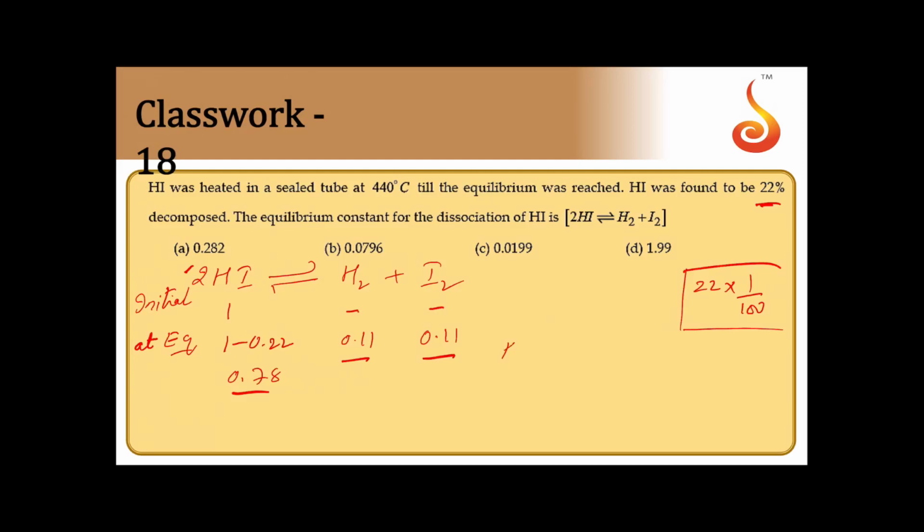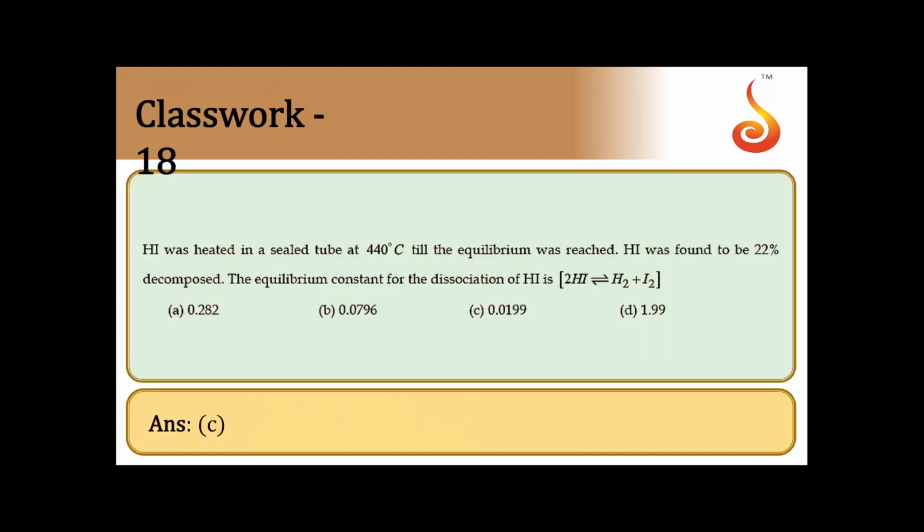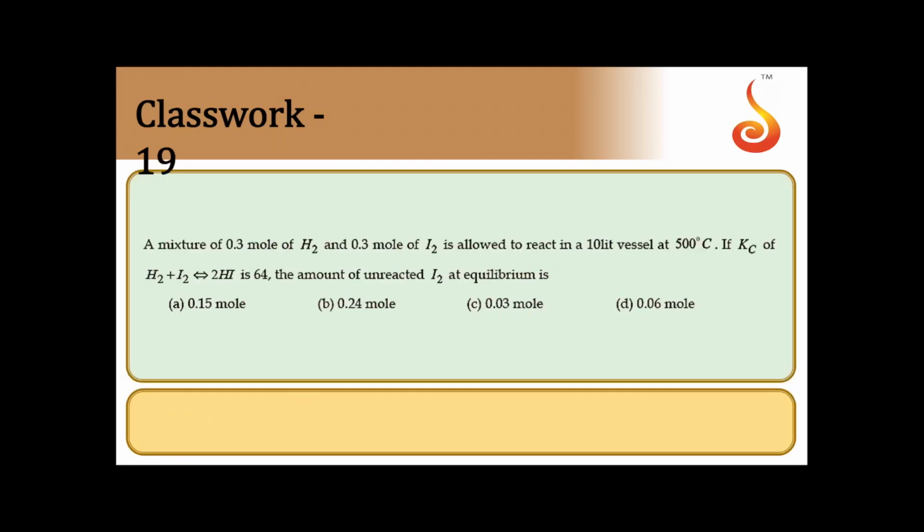Now equilibrium constant K will be equal to 0.11 into 0.11 by 0.78 the whole square, because H2 I2 by HI square is there, which comes to 0.0198. Option is C. So C is the answer.